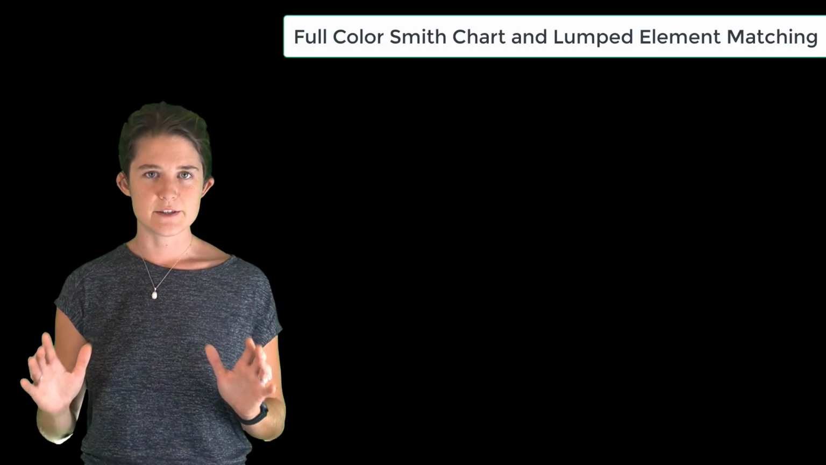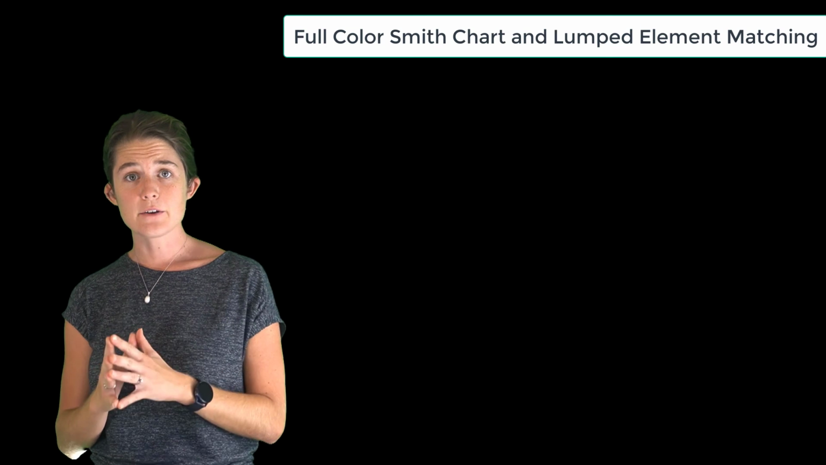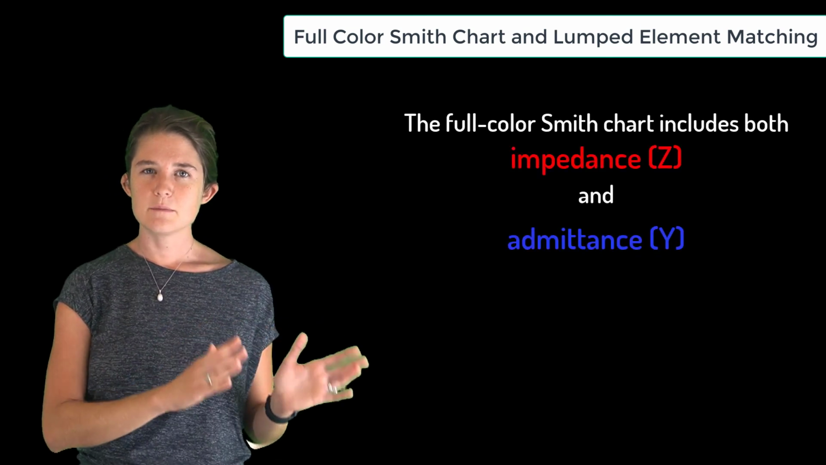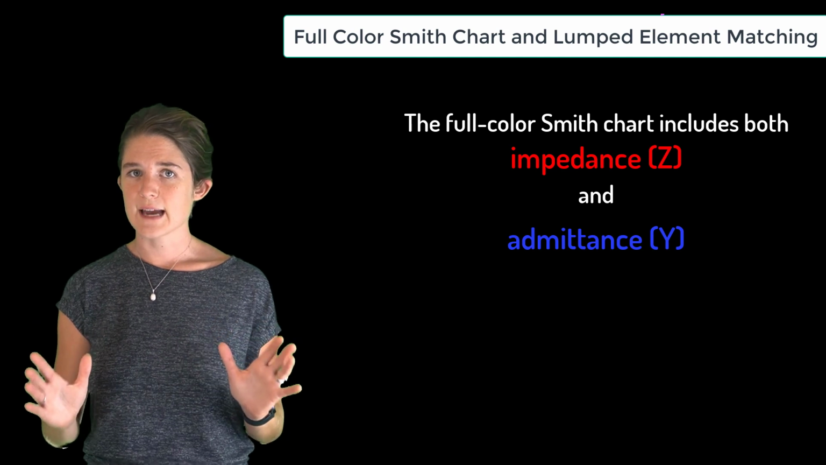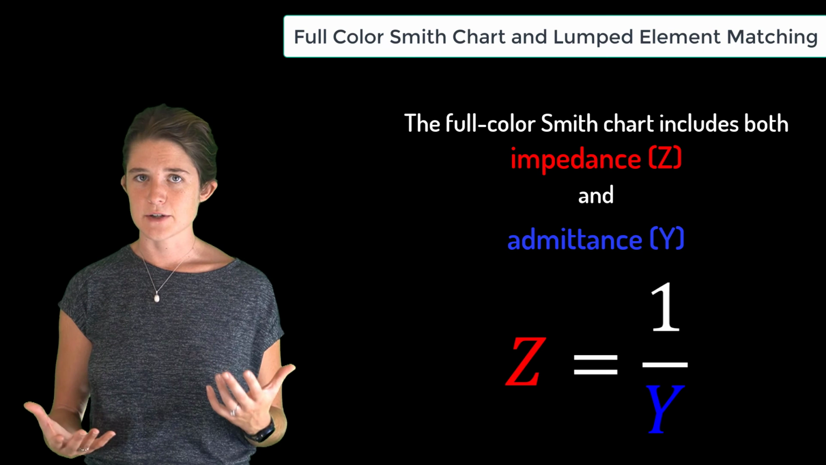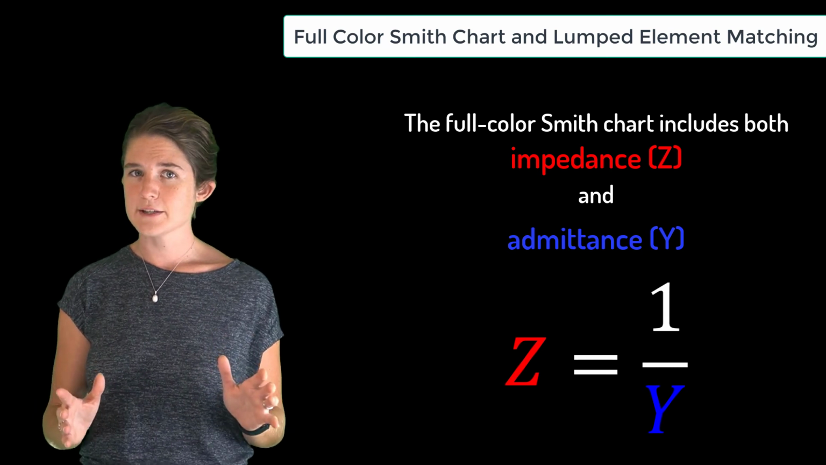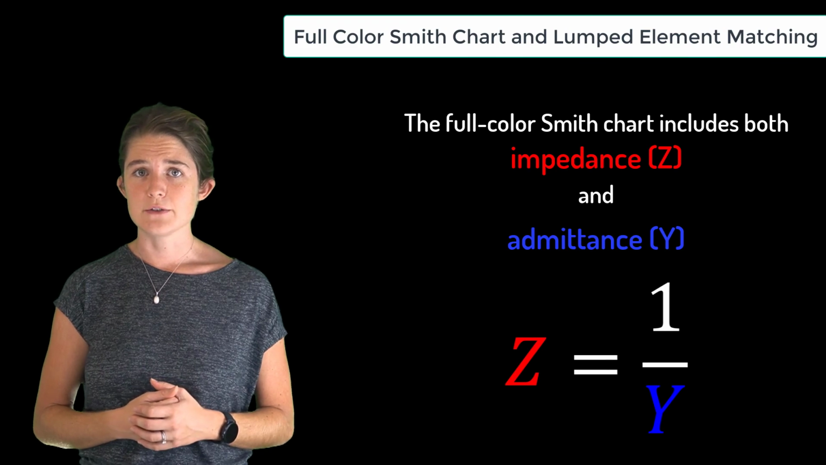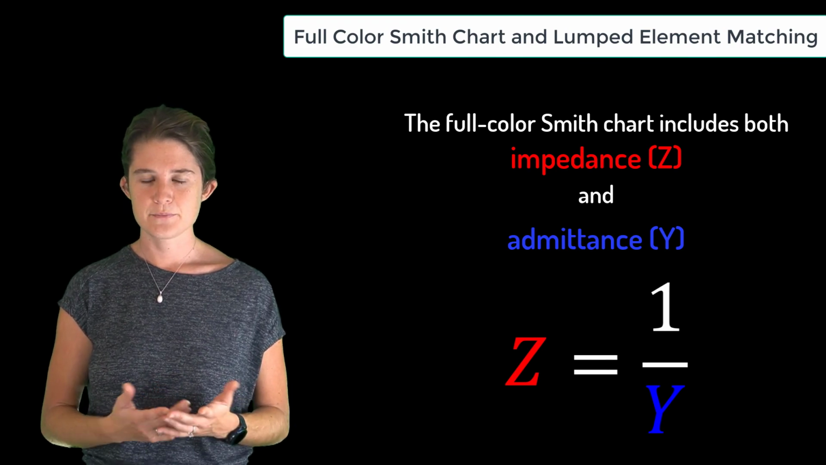So that's the basics of the impedance-only Smith chart. The other graph included in the full color chart is admittance. Note that admittance and impedance both give you exactly the same information. Impedance is the inverse of admittance and vice versa, but a given problem may be easier to consider in terms of one or the other. You can decide which values to use based on what you're trying to do.